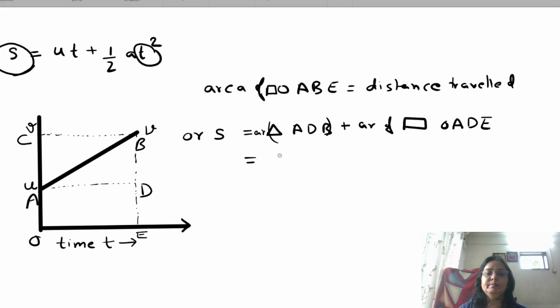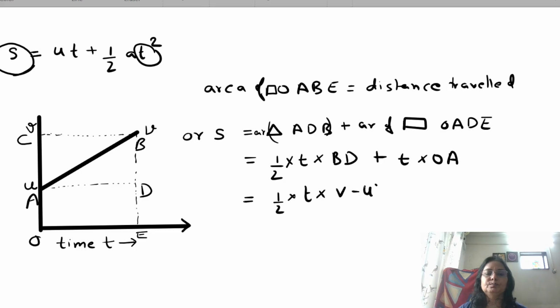Now the area of triangle ADB is half into base into height. So base is time t, height is BD, plus the area of rectangle OADE is nothing but length into breadth. So length is t and breadth is OA. So we know that BD is nothing but v minus u, plus t into u. OA is nothing but u.